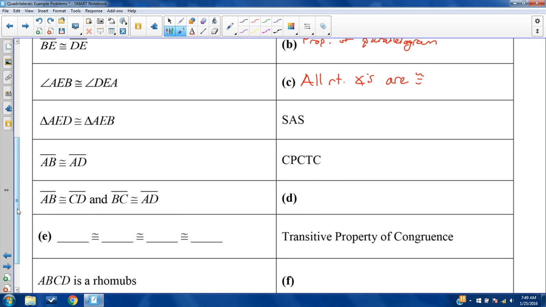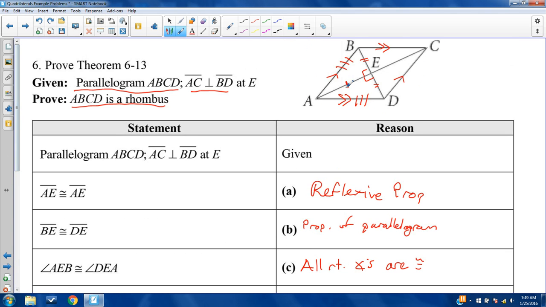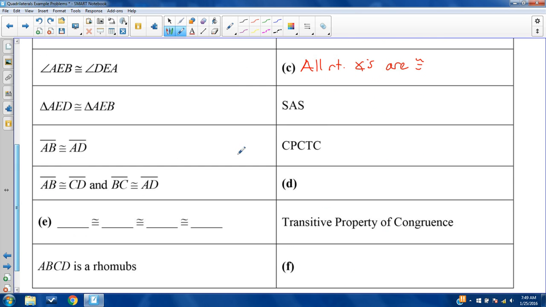So AB is congruent to CD, because opposite sides of a parallelogram are congruent, and AD is congruent to BC there. So opposite sides of a parallelogram are congruent. Sorry, I'm going quickly through this. I'm short on time.